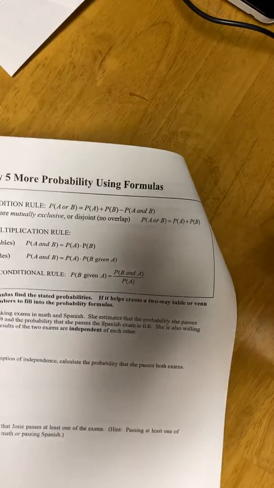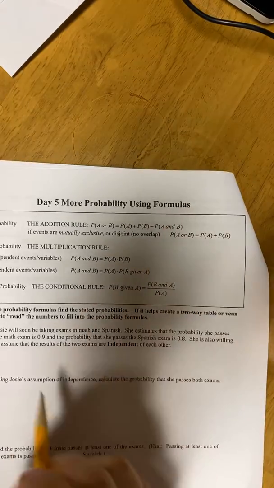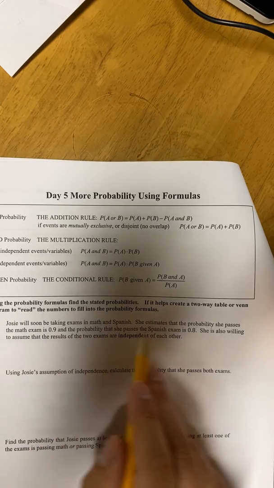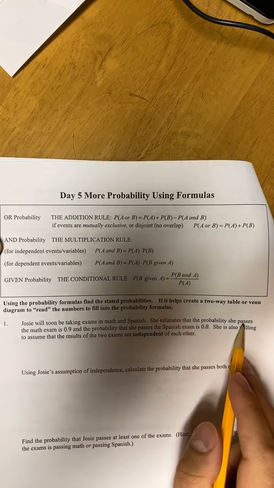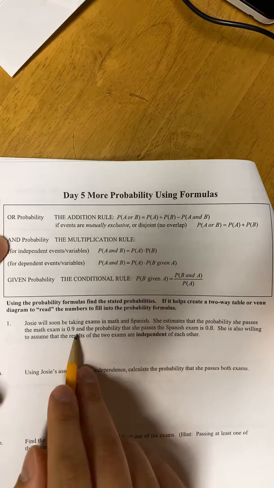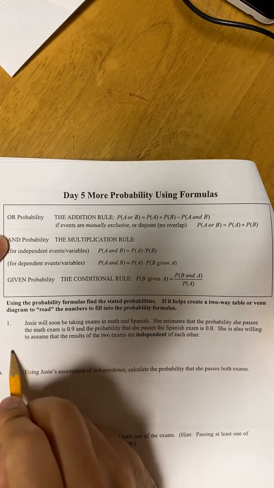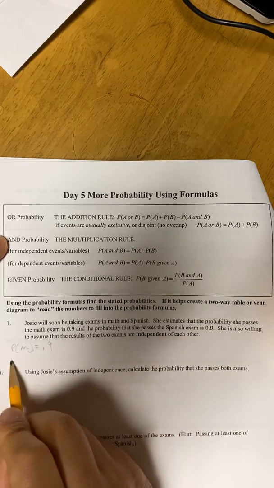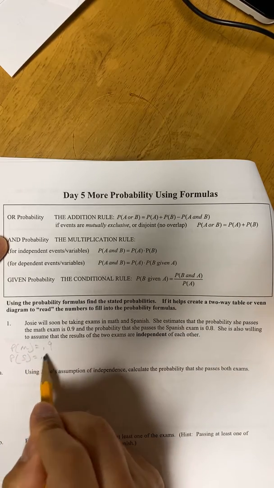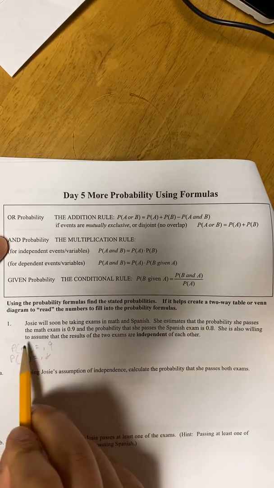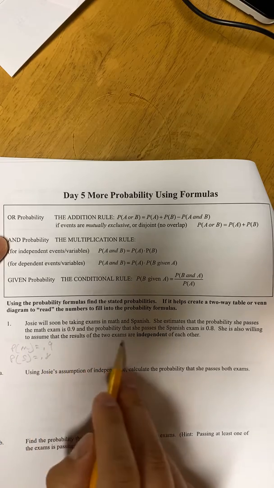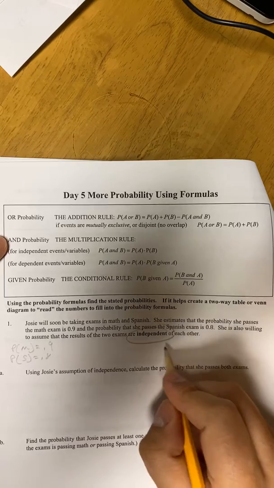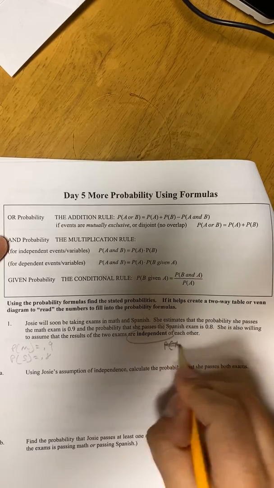Let's go to the next page, page 22, and look at this one. Josie will soon be taking exams in math and Spanish. She estimates the probability she passes the math exam is 0.9. I'm going to write these down. The probability she passes Spanish is 0.8. She is also willing to assume that the results of the two exams are independent. So if they're independent, then, well, here.